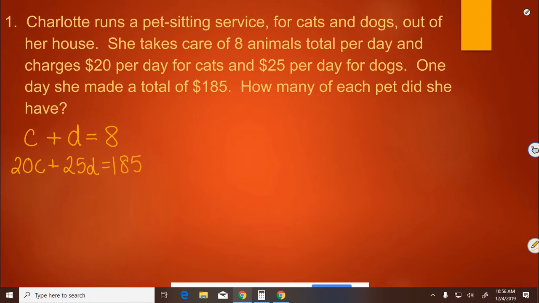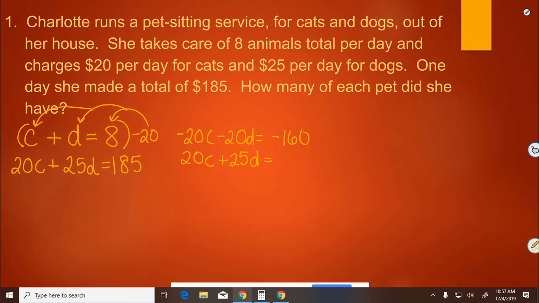So now we have our system and we have to use that to cancel either C or D out and solve for how many cats and dogs she had that specific day. So we could multiply this top equation by either negative 20 or negative 25. I'm going to go with negative 20 because I think it's easier to do in my head. So I distribute that negative 20, and that's going to allow me to cancel out the C's. So I have negative 20C minus 20D equals negative 160 because 20 times 8 is 160. Then bring the other equation underneath and add vertically to cancel.